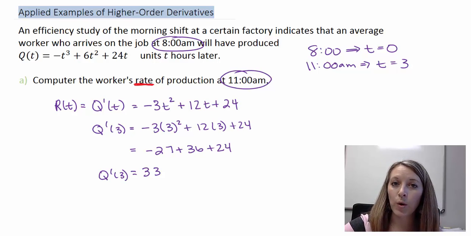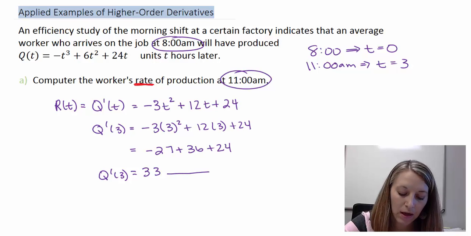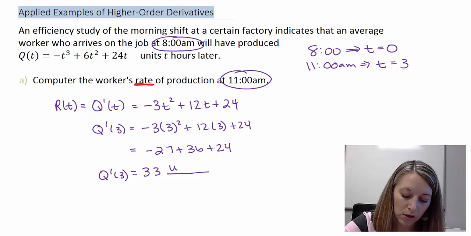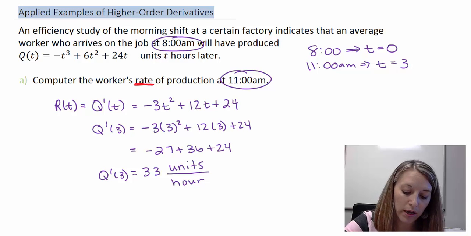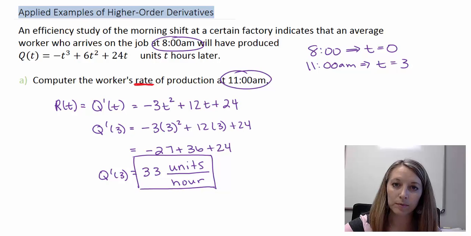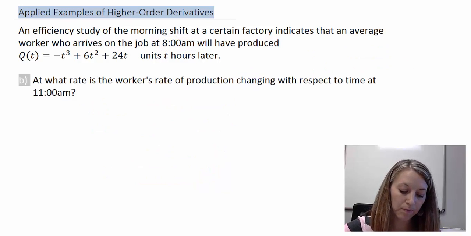But this is an actual application, so what does that actually mean? Note that a rate is something per something, and we are talking about the quantity of units produced. So this is 33 units per our time allotment, and our time allotment here is in hours. So at 11 a.m., this average worker is producing 33 units per hour. Okay, moving on to part B.